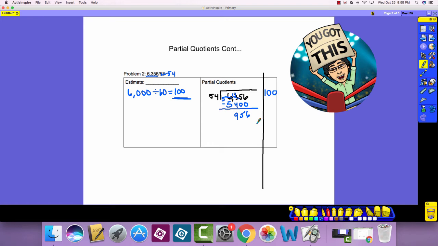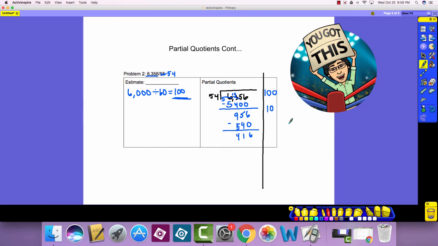So now that you have that, we need to think, how many 54s are there in 956? Well, again, I'm going to use nice, friendly, easy numbers. I'm going to just take 54 and multiply that by 10 because that's easy. That's 540. So I know there's at least 10 54s in 956. So 10 times 54 is 540. And now I'm going to subtract. 6 minus 0 is 6. 5 tens minus 4 tens is 1 ten. 900 minus 500 is 400. So now I need to think to myself, how many 54s are there in 416?